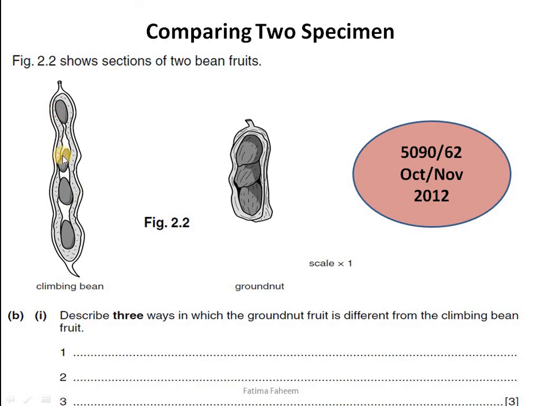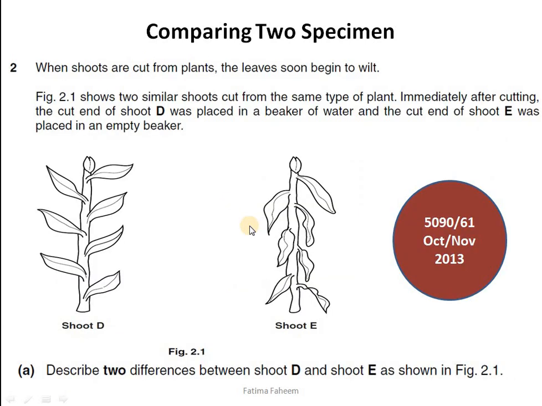Then we can write the number of seeds. The number of seeds in the climbing bean are 4, while in the groundnut they are 3. The third difference can be that the seeds are apart here, they are not joined together, while they are closely packed in the groundnut. This question is taken from October-November 2013 paper, and the variant is 6.1.